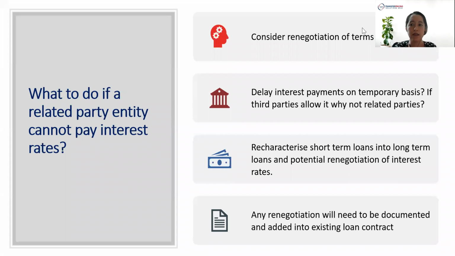So I think in these situations, what we have advised our clients is looking at these four things. So what to do if a related party entity cannot pay interest? Point number one, reconsider the renegotiation of terms and particularly the interest rate. But that is something that cannot be done retroactively. It has to be considered in the future.